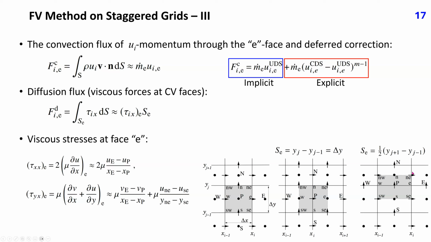With a fully staggered arrangement of variables, no interpolation is needed. The variables involved are all nodal values from their respective cell centers, v velocities at E and P, and u velocities at corners NE and SE.